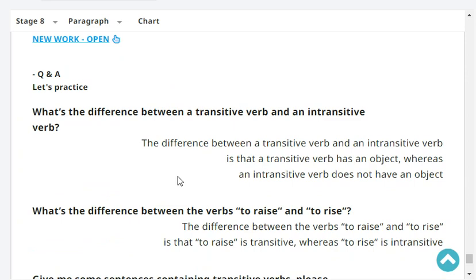What's the difference between a transitive verb and an intransitive verb? The difference between a transitive verb and an intransitive verb is that a transitive verb has an object, whereas an intransitive verb does not have an object.